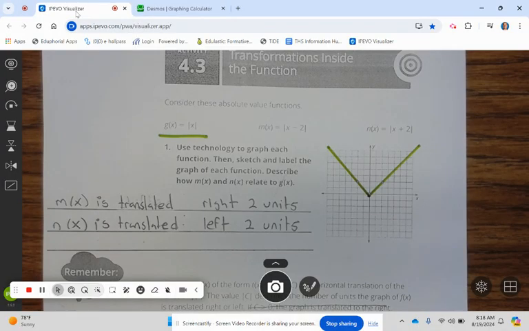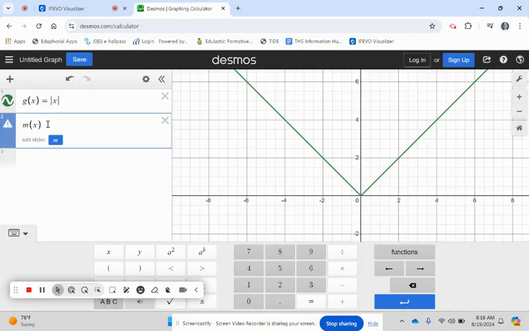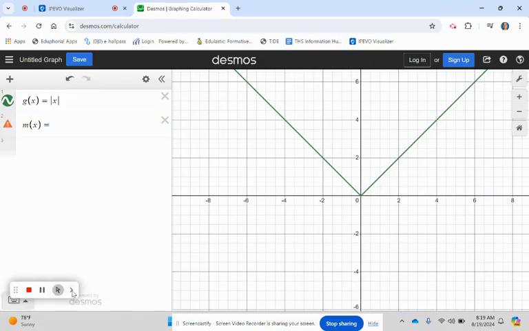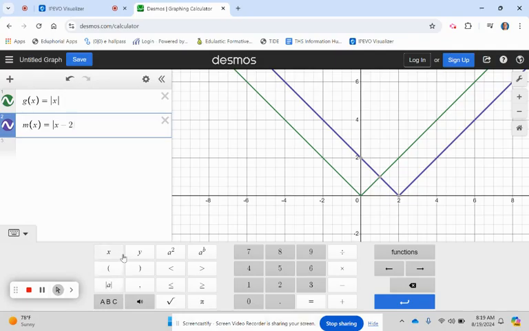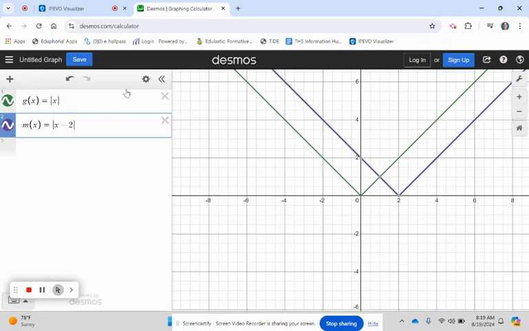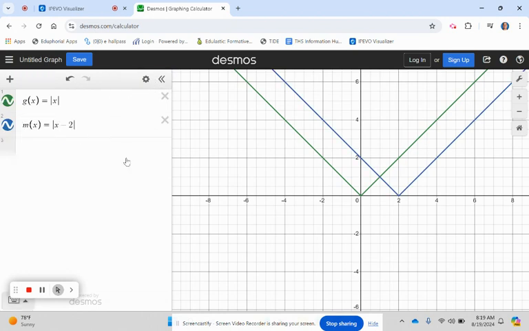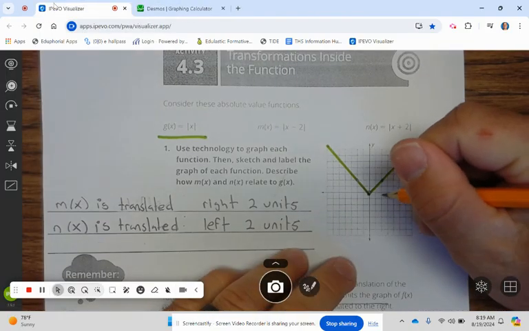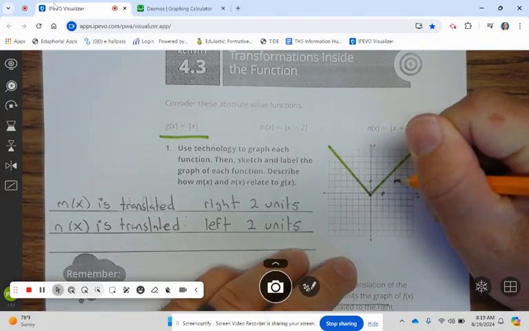Now let's go ahead and graph m of x. Let's go ahead and change that color to blue. Alright, so we can use the points 2, 0, 0, 2, and 4, 2. So 2, 0, 0, 2, and 4, 2.